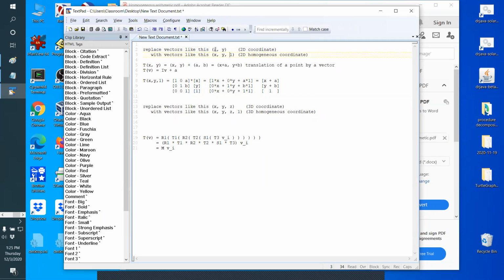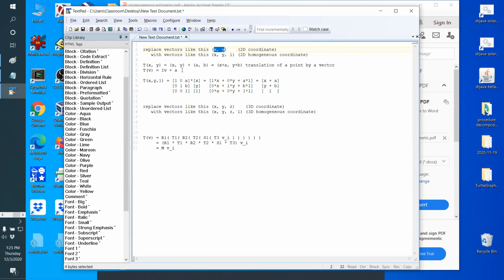So in 2D coordinates, we say that vectors and points are the same thing. And every linear algebra book somewhere makes that statement that vectors and points are the same thing. But when we move to homogeneous coordinates, it's convenient to make a distinction between vectors and points. Vectors are (x, y, z, 0), and points are (x, y, z, 1).